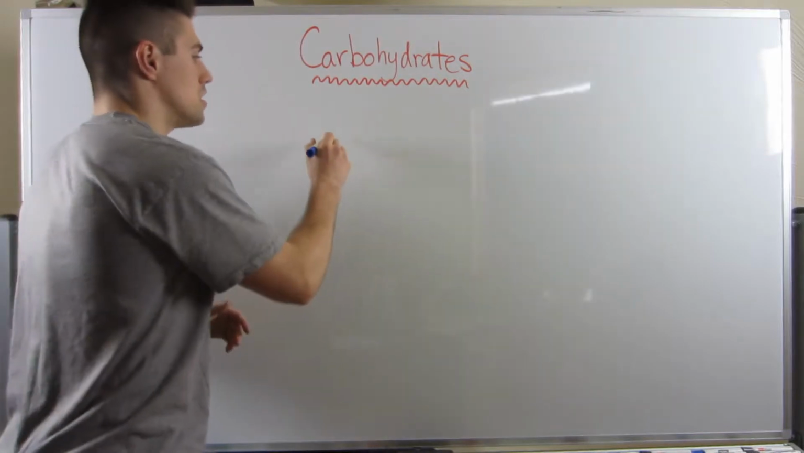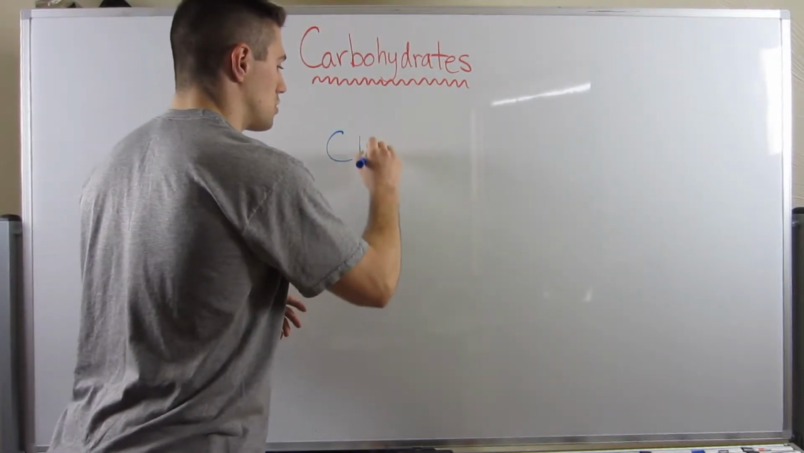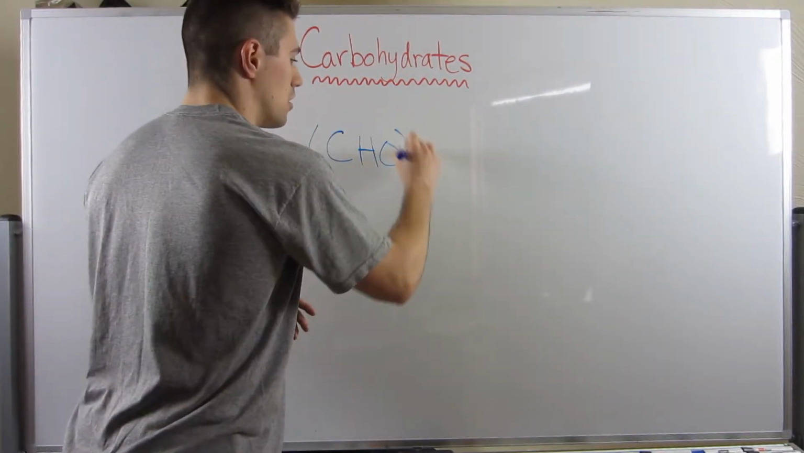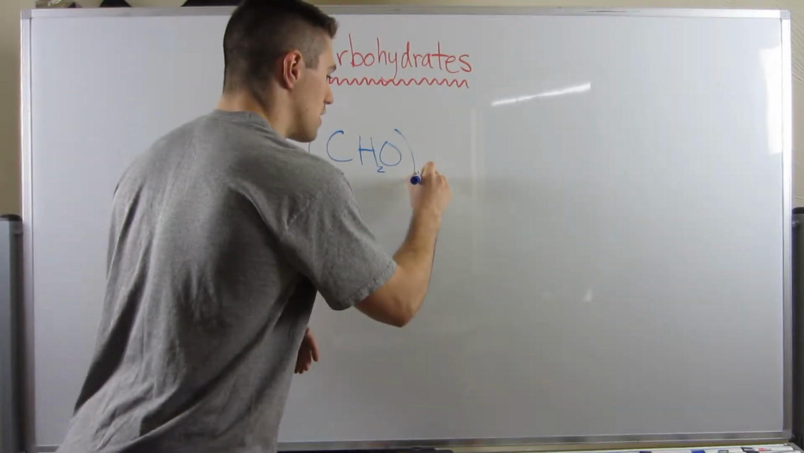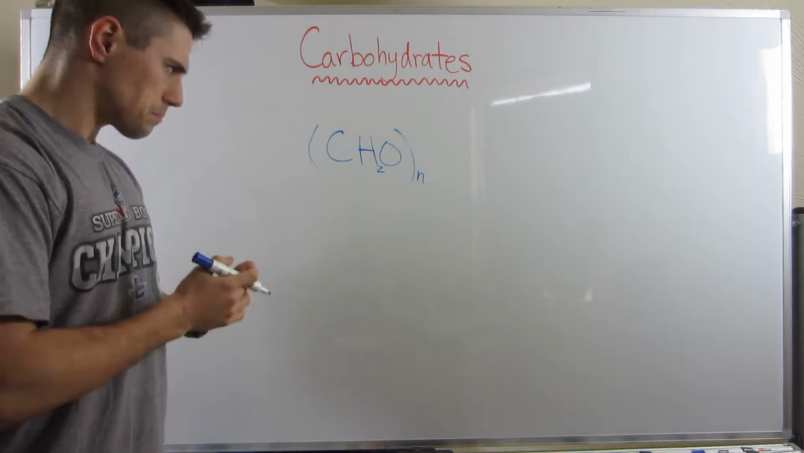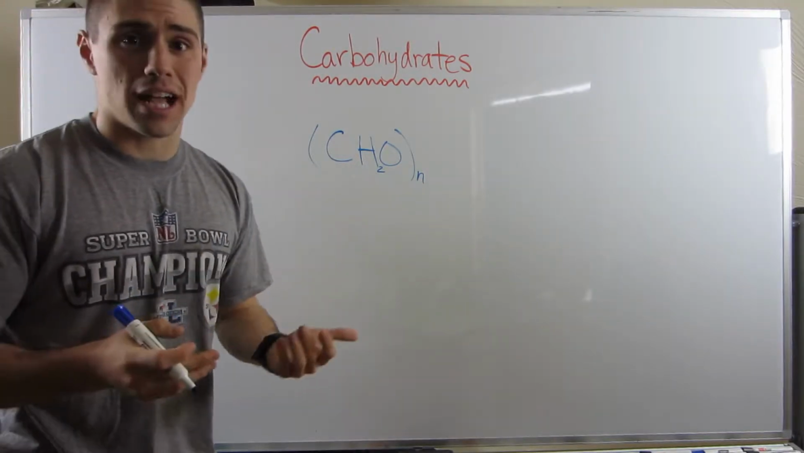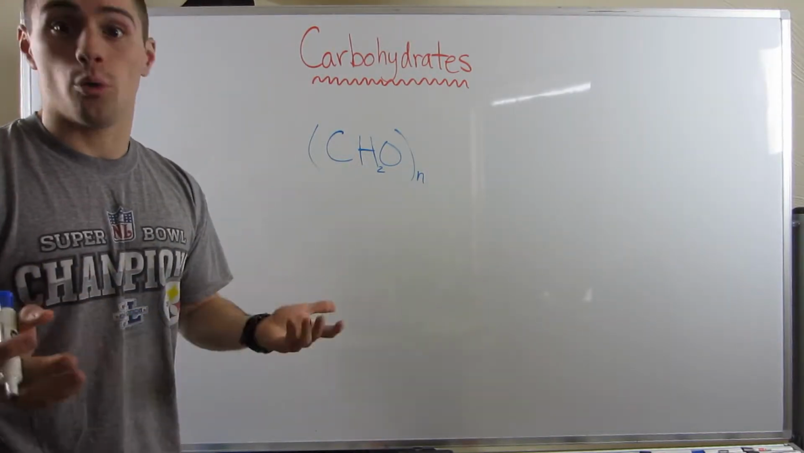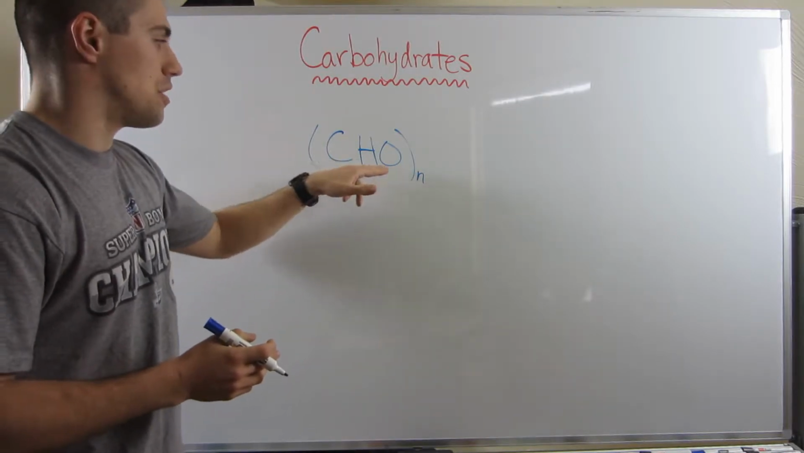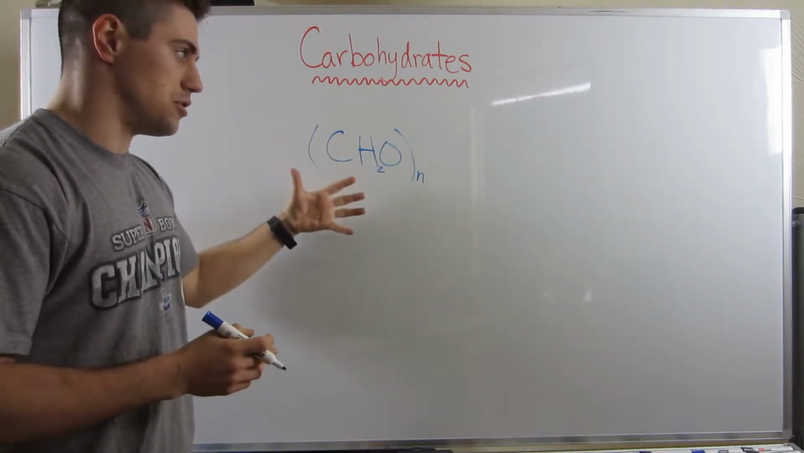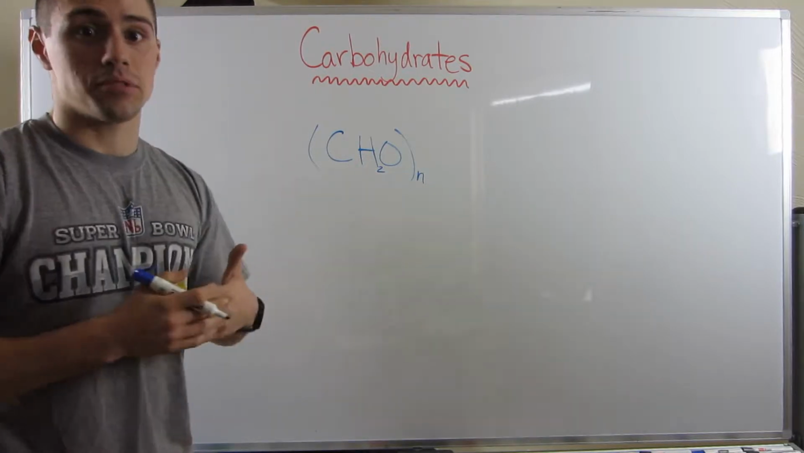Okay, so just some basic terminology to start off. The way you know you have a carbohydrate is it will adhere to this type of formula, and if you've taken a biology class before, this might be old hat. You'll have carbon, hydrogen, and oxygen in this kind of ratio, where n will be some type of integer.